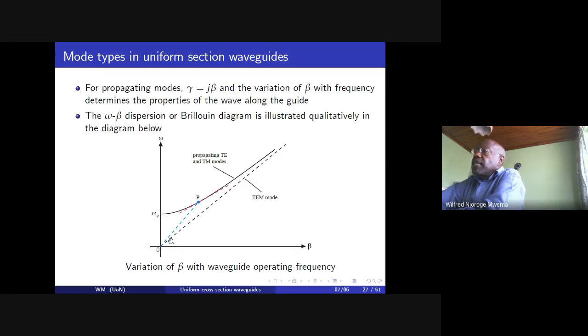The straight line here is the line for TEM modes, which are not dispersive. This is where all the modes will be approaching, and in the literature it is usually called the light line.